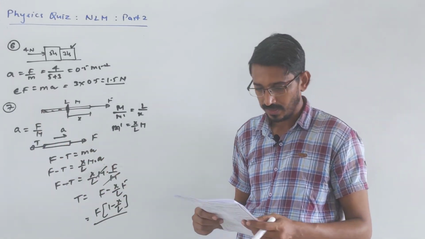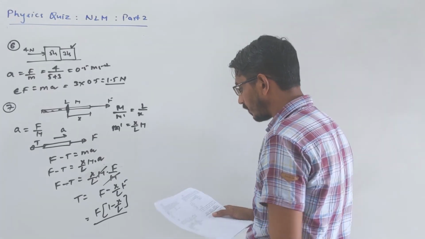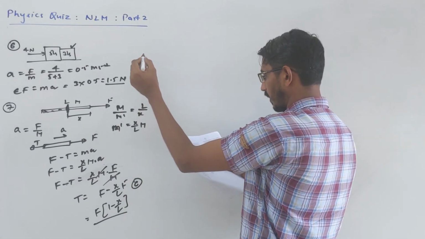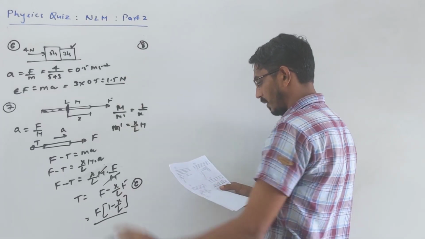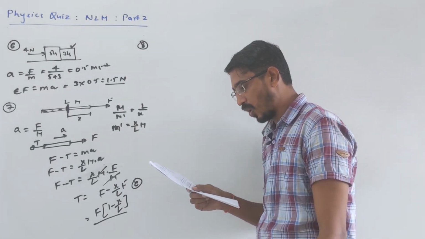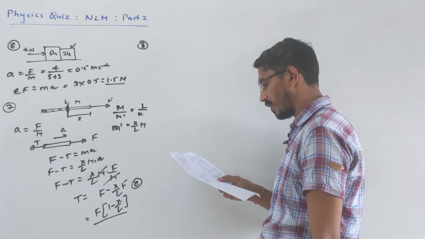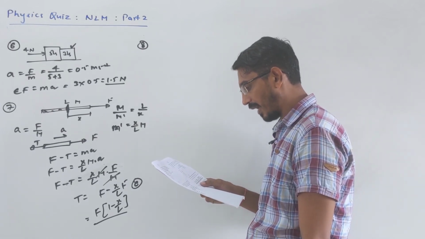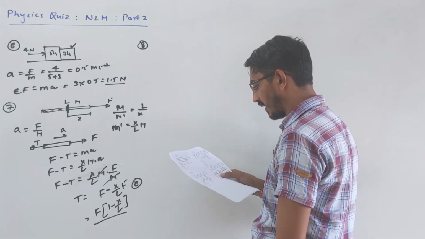So this is the third option. Now the question we are talking about is the 8th problem. They said that two blocks are given and a 300 Newton force is given. What will be the tension in the string if the force F is applied to M1 as shown in the figure? We have to find the tension in the string.